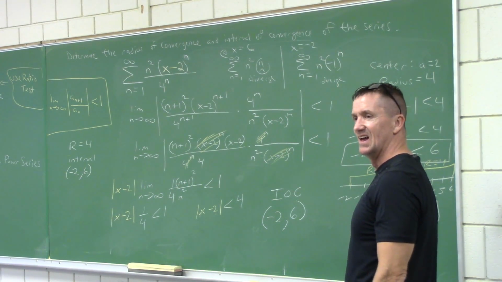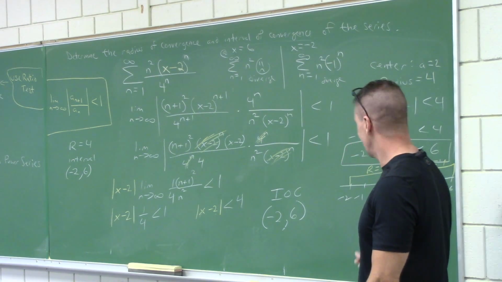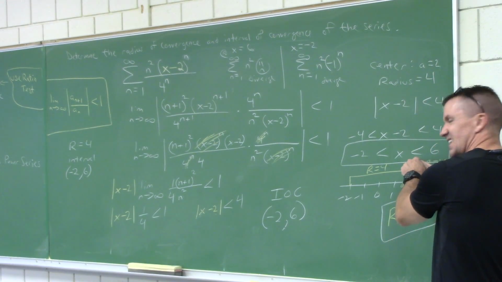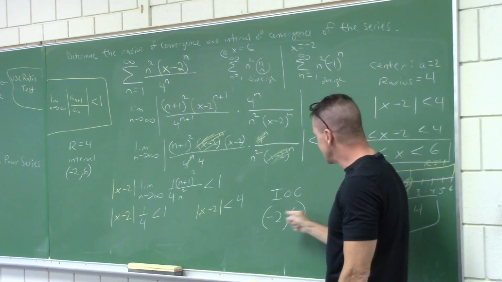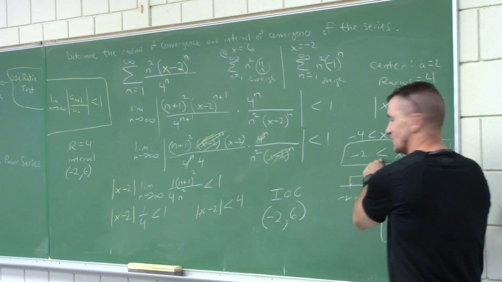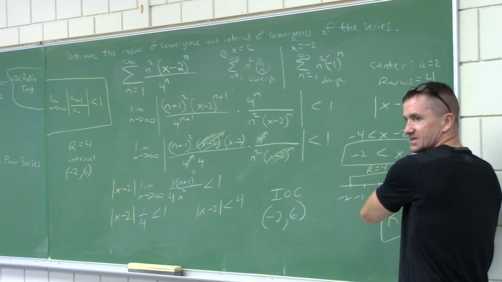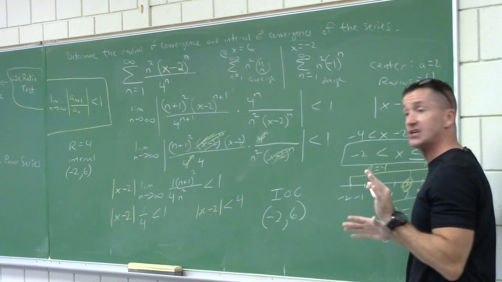If you plug in the values you got, like -2 and 6, and they end up converging when you plug them back into the original series, does the interval of convergence change? The only thing that changes is the symbol at the end. If it converged at 6, you'd get to put that bracket. So it doesn't change the interval? It will not change the numbers at all.